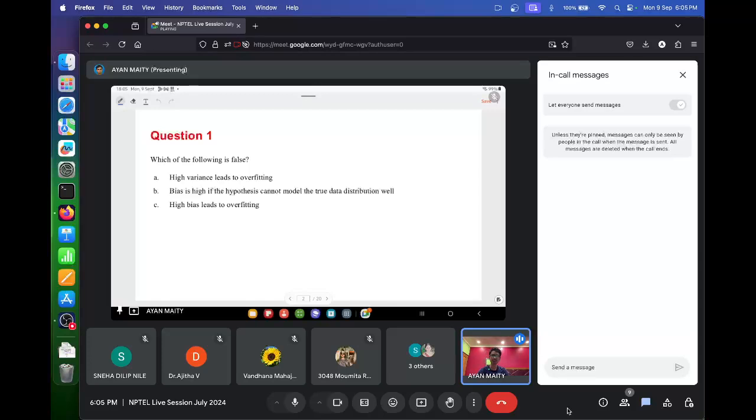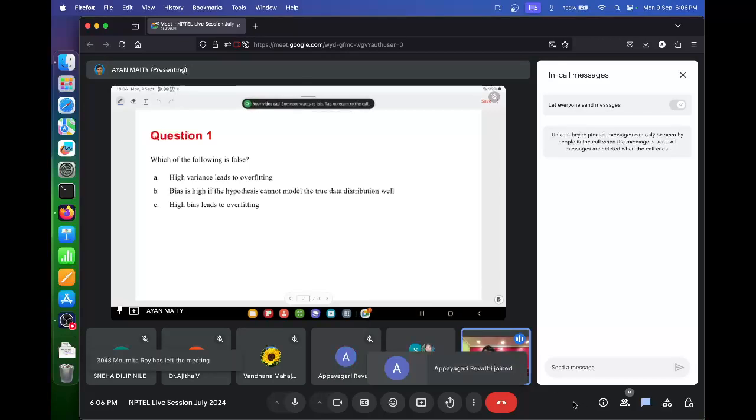So this is the first question. Which of the following is false? There are three options. High variance leads to overfitting. That is the first option. Second option is bias is high if the hypothesis cannot model the true data distribution well. Option C is high bias leads to overfitting. So you have to find which option is false among these three, and you can write your answer in the chat.